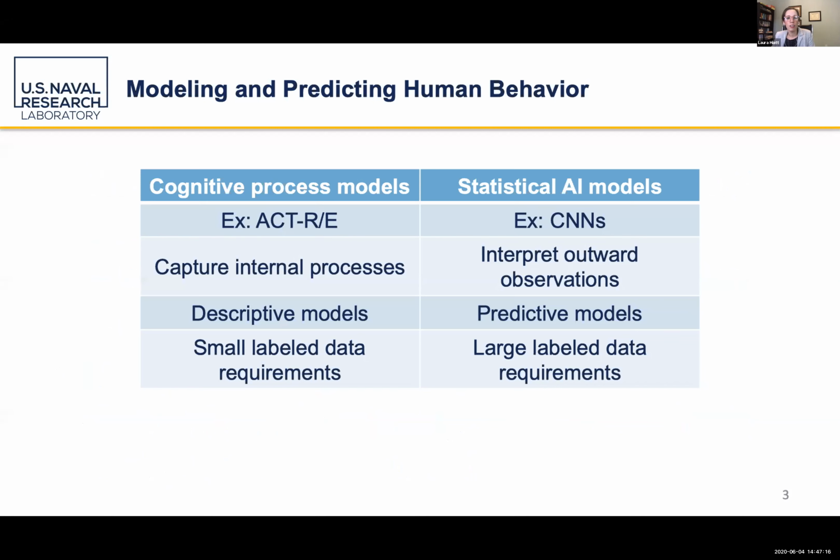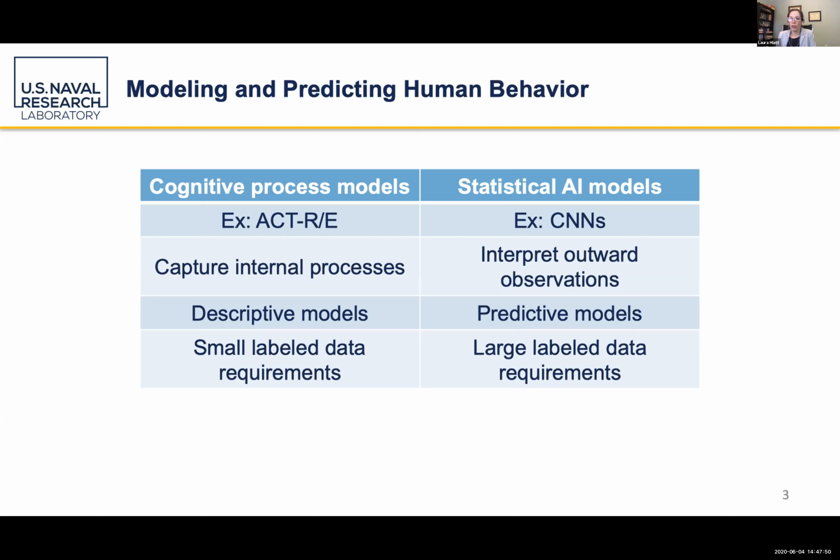So cognitive process models, again, I know I'm preaching to the choir, but they capture the internal processes of human cognition. And importantly for this talk, they capture very explicitly some of the noise and variance of human cognition. These are usually descriptive models, and there's fairly small data requirements for developing a new model of a task, in large part because so much data has gone into developing the encompassing architecture.